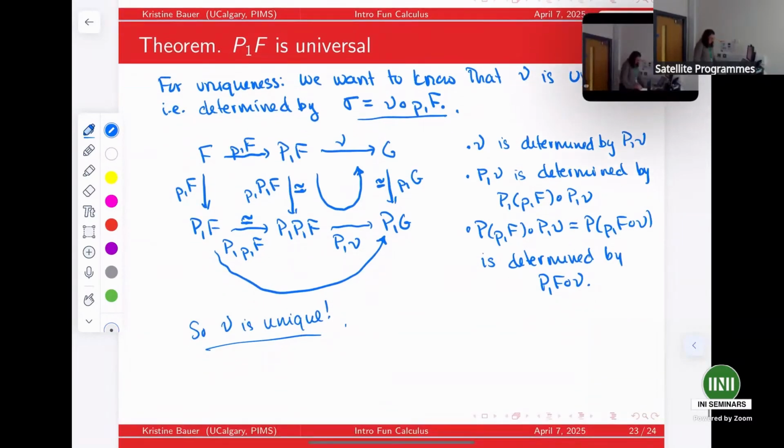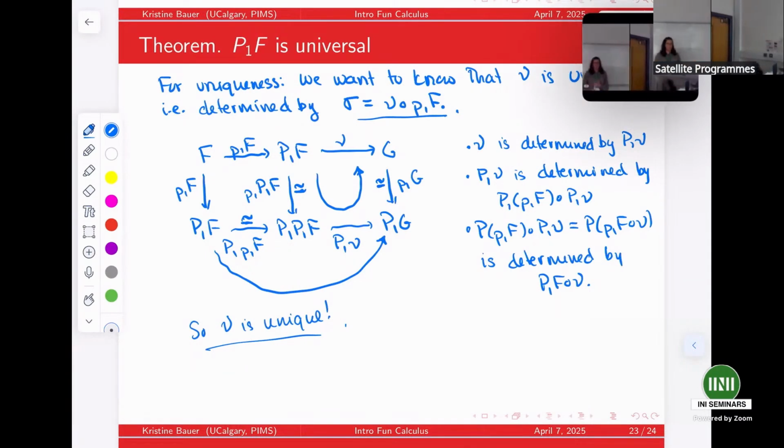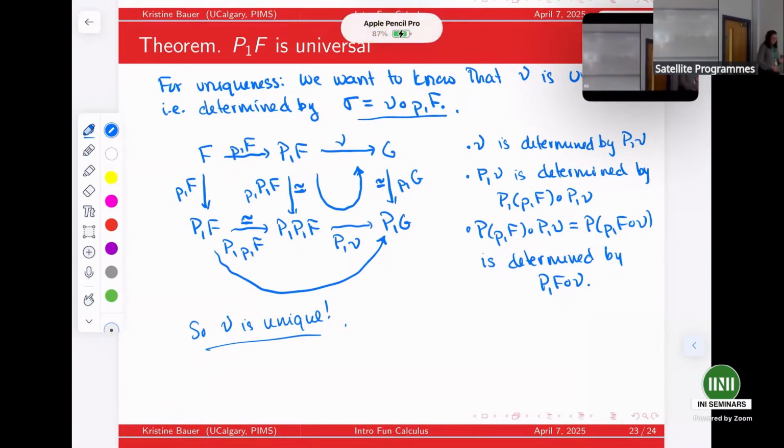Okay, so what we've done today is talk about the fact that P1F is excisive. So we're going to use excisive as our definition of linear. We've produced a linear approximation to a functor F. And we showed that, in fact, this thing is an approximation in the sense of being universal. So that's as much as I want to try to get done today.